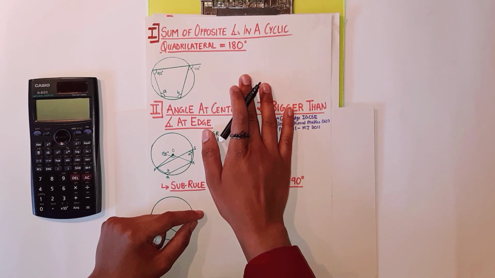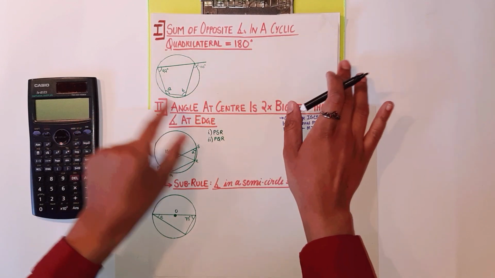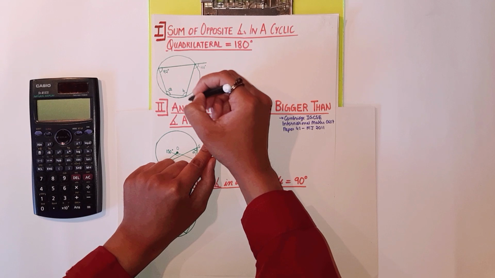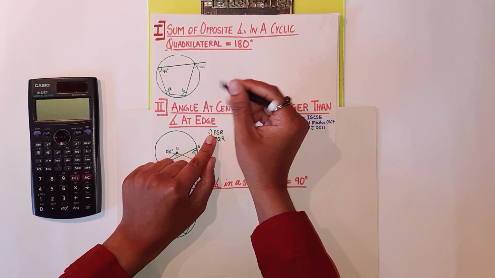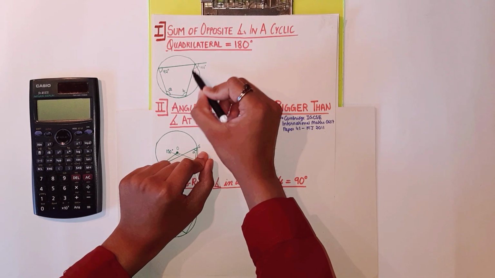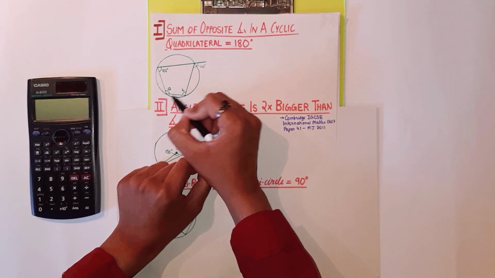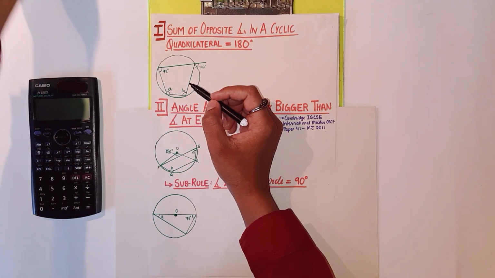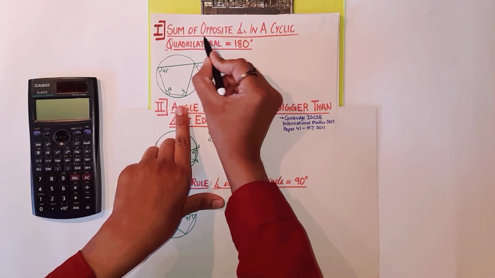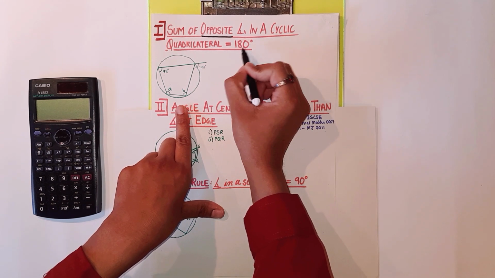Now let's look at this problem and try solving it using this rule. All right, so here we have a circle, and inside the circle we have a cyclic quadrilateral. And we're given 2 angles. Over here we have 92 degrees, and over here we have 103 degrees. And we are asked to find A and B. Now the rule states that the sum of the opposite angles, right, this is important, the opposite angles in a cyclic quadrilateral equal 180 degrees.